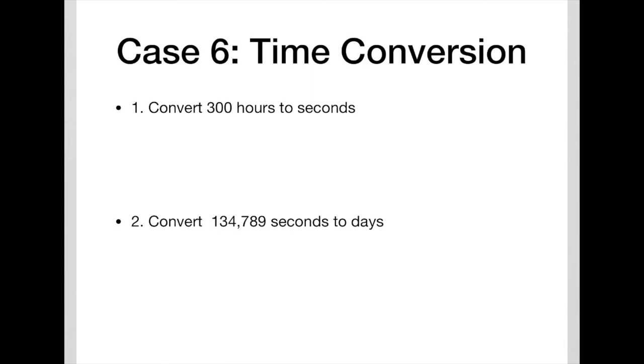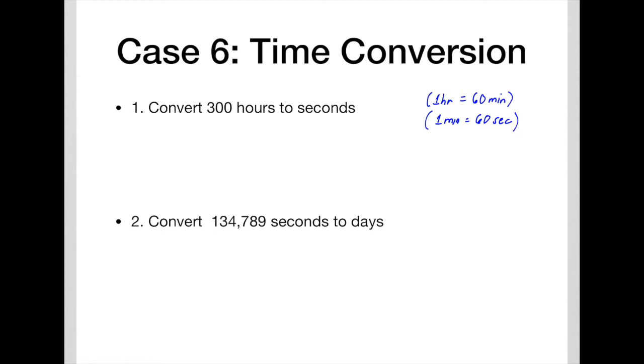Let's do case 6, time conversion. First, we have to convert 300 hours to seconds. Now, we have to write our conversion factors, and that is, for every 1 hour, we have 60 minutes, and for every 1 minute, we have 60 seconds.